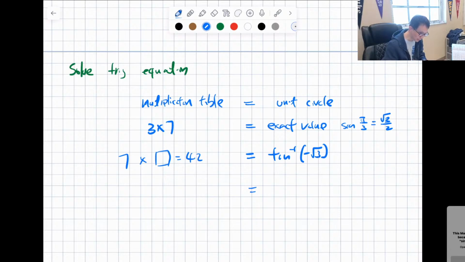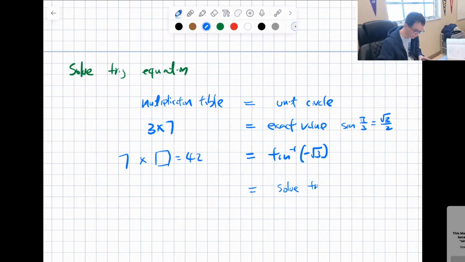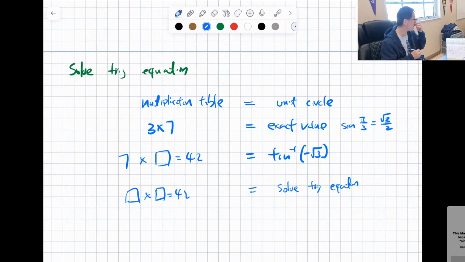The next thing is solving trig equations. And this is the same thing as saying 42 equals what number times what number, right? So how many combinations for 42? How many combinations? That's one. 1 and 42. 7 and 6. There's one more. 6 and 7. Yes, good.